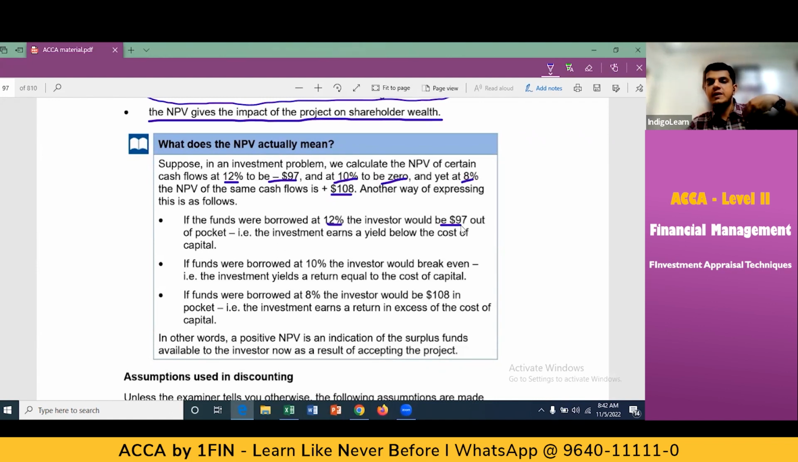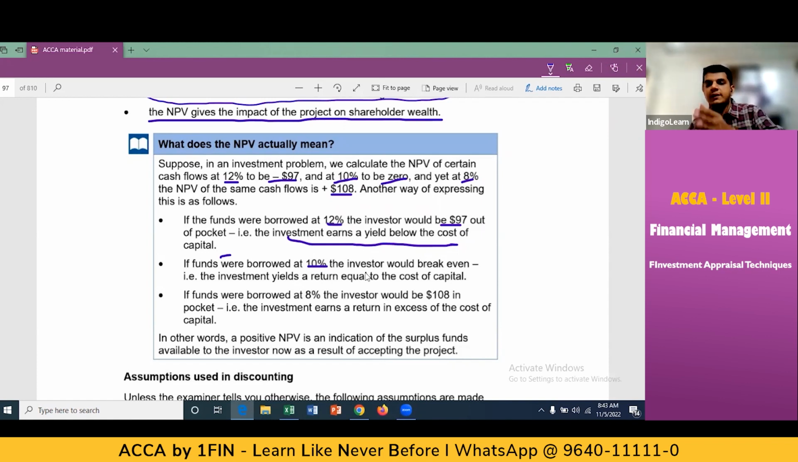Meaning you have to shed something from your pocket over the period of investment, because you will not even be earning so much that your cost of capital will be compensated, and at the end of the day you will be shedding something out of your pocket. That is, the investment earns a yield below the cost of capital. If the funds are borrowed at 10%, the investor would break even. Meaning when I move my hands towards my pocket, I see nothing is to be taken out of the pocket, but yes, nothing is to be kept within the pocket, and you will not earn anything.